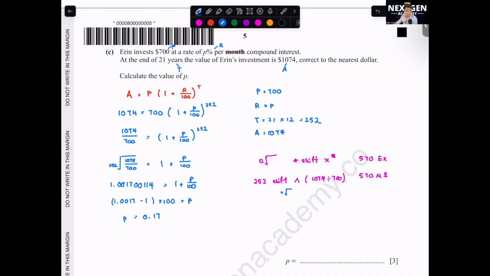Okay, 0.17. Okay, I see. You are writing 100. This is 700. Your value type wrong already. 1074 over 700. Okay, can? Anyone cannot get the answer? 0.17. If all good, can you type 3 in the chat?